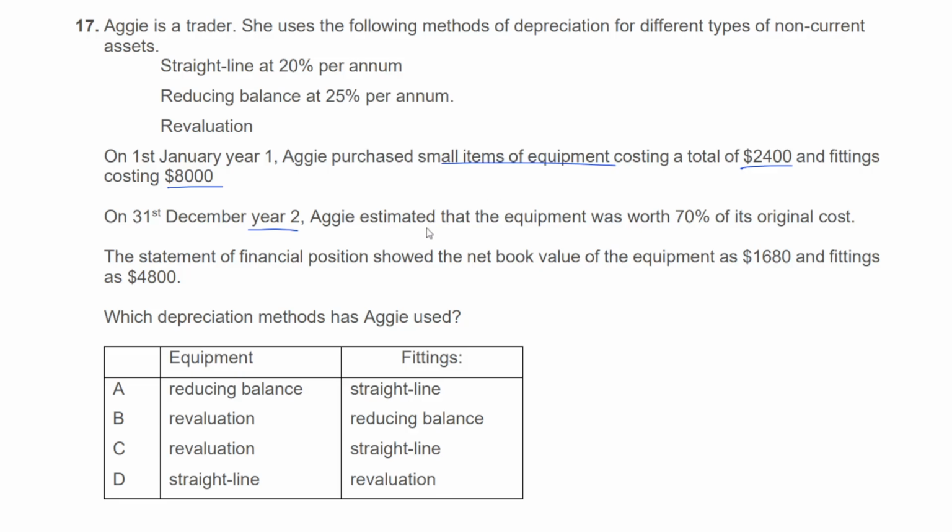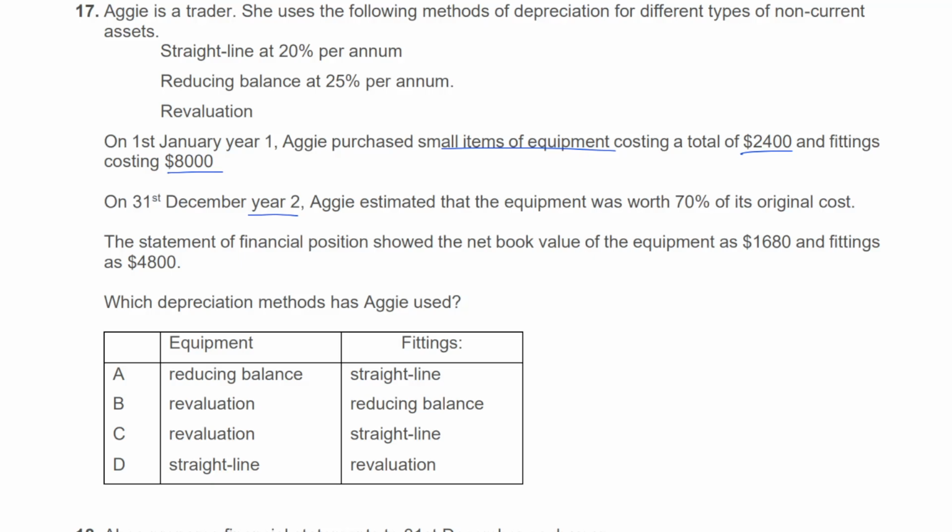Whoa. Okay, that's an interesting question. I think this must be a struggle for a lot of students. So let's read that again. The statement of financial position showed the net book value of equipment at 1,680, and it says it is 70% of its original. So this 1,680 is 70% of original. Original is always 100%, so divide by 70 times 100. That will give us the original value of equipment. 1,680 divided by 70 times 100 is 2,400. That's the original equipment purchase.